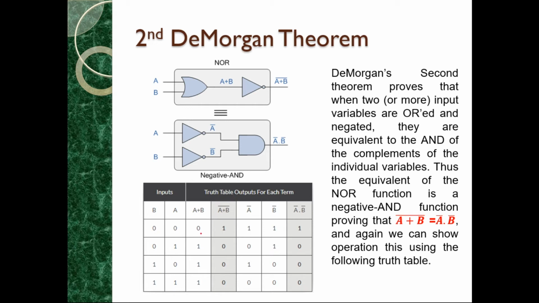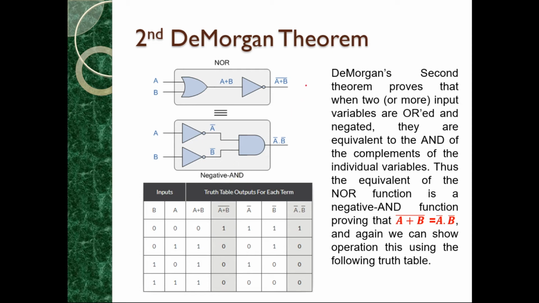We have A and B. When A and B are both 0, the output A plus B is 0 and when you negate it, it becomes 1. But by using the DeMorgan theorem, you complement the individual inputs and they become 1 and 1, and you dot product or AND them and the output is also 1. Then you can see the rest of the values in this truth table. So it proves that the NOR gate is equivalent to the second DeMorgan theorem, by using the negative AND. Negative means that you complement the individual inputs first and then you AND them.